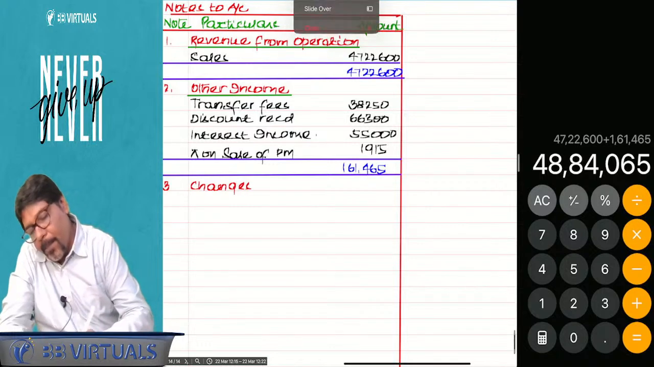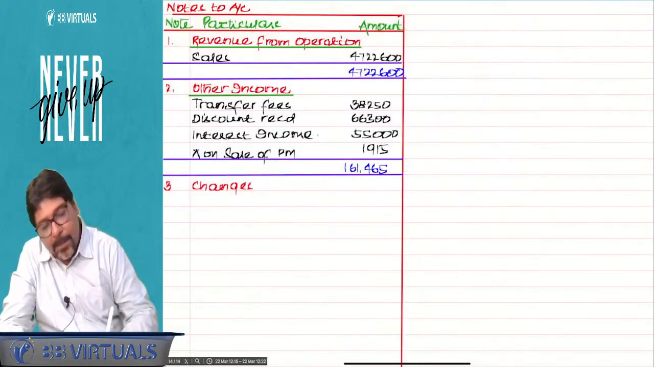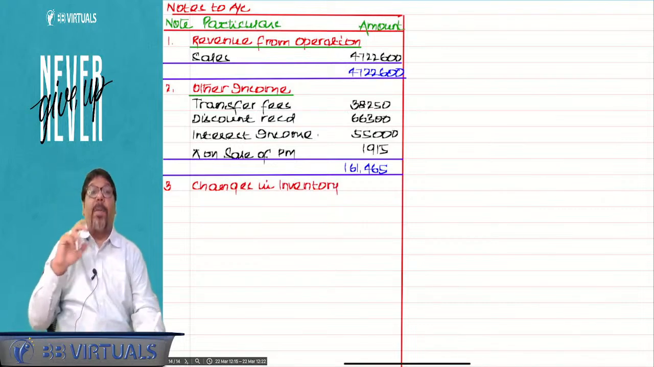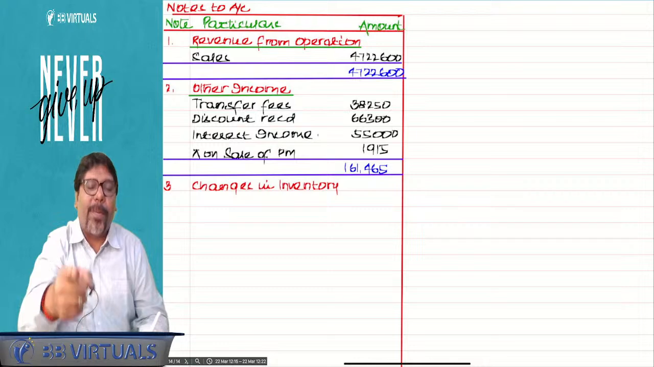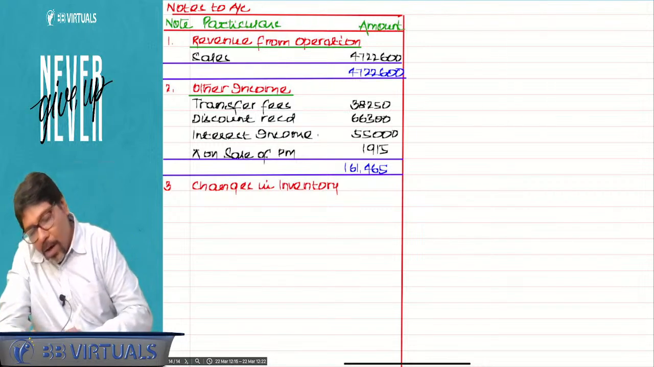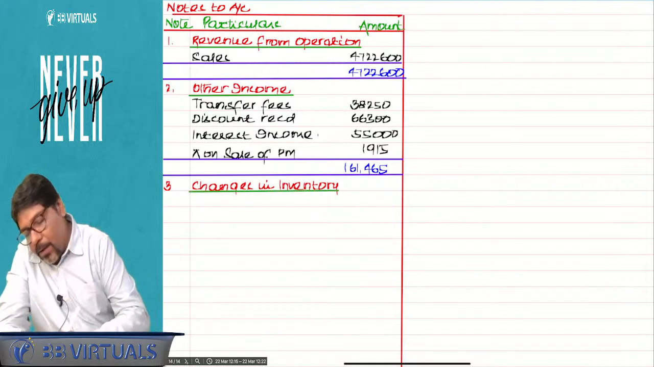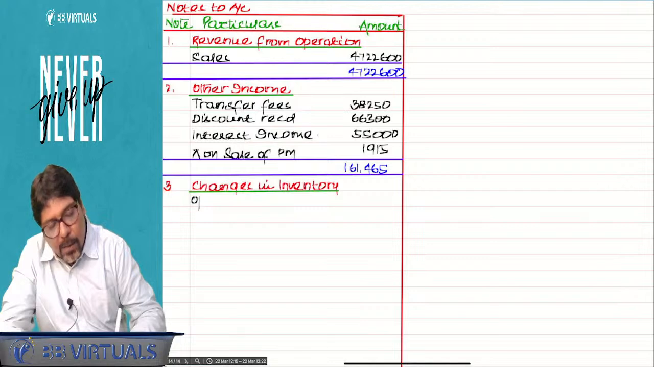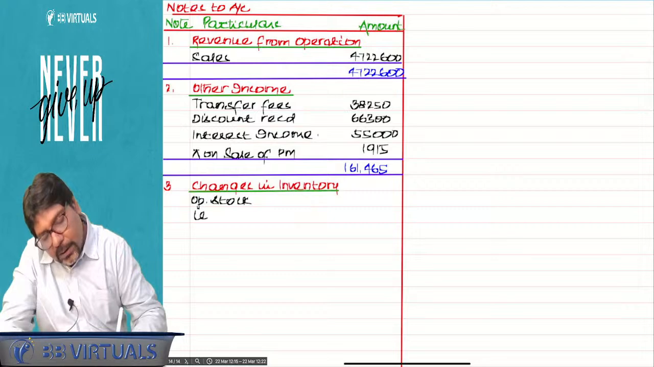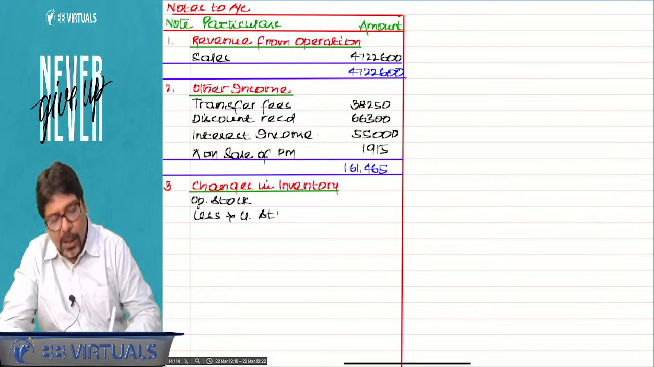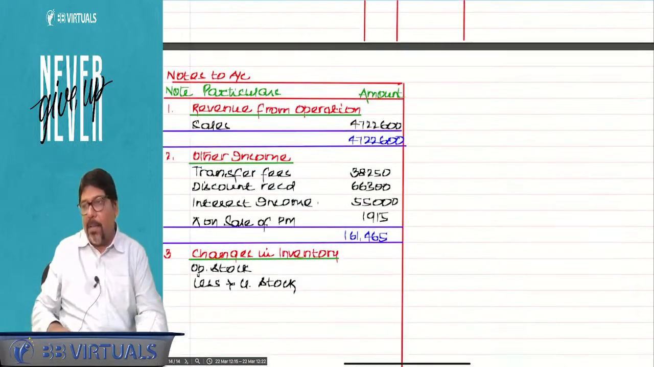Changes in inventory. Now chartered, changes in inventory means what? Changes in inventory means opening stock minus closing stock and both should be at cost. Opening stock minus closing stock and both should be at cost. Very good. Now opening stock is how much?